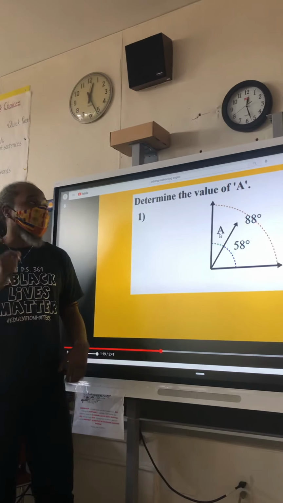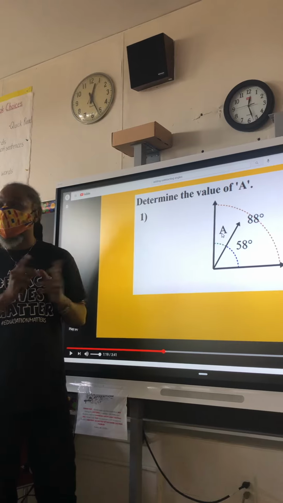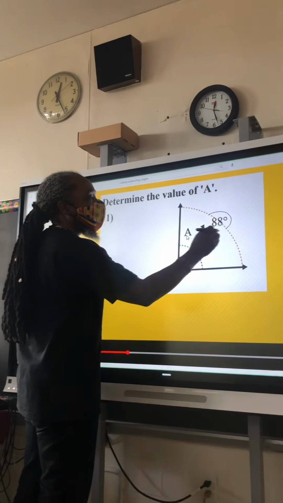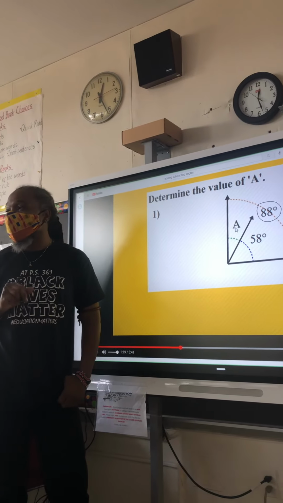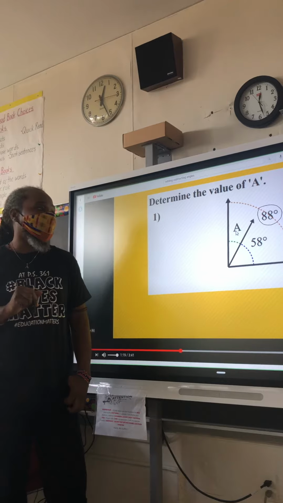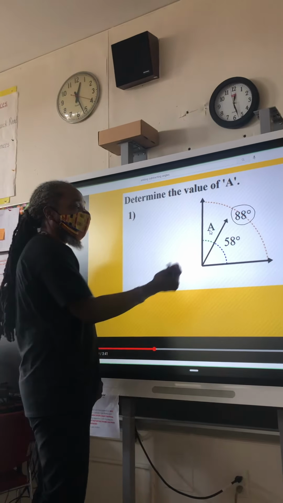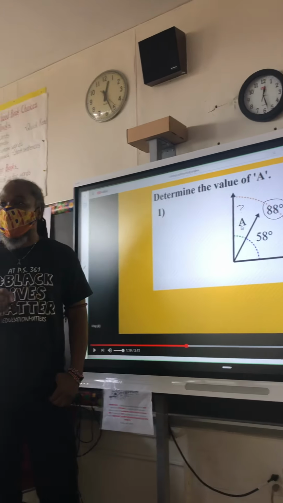I know it could be an acute angle because it looks much smaller than an obtuse. But here is the value of this angle, 88 degrees. 2 degrees less than 90 degrees. My task today, or your task, would have been to find A. That's your question mark. That's your missing angle.